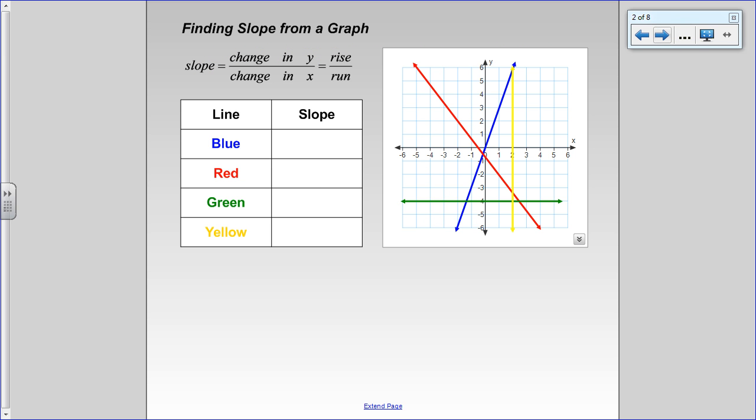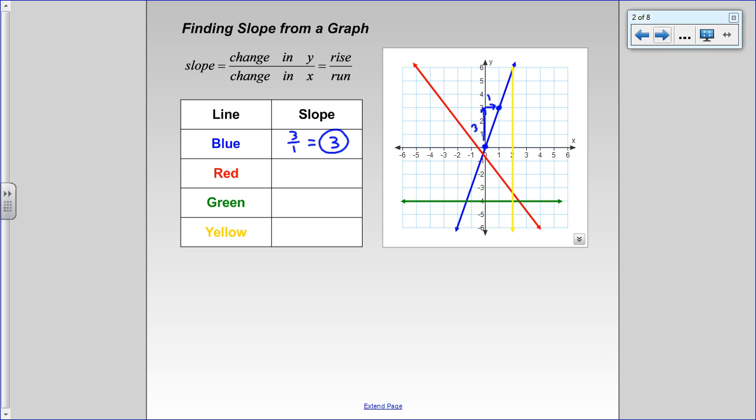Let's do a few more examples. Let's find the slope of the blue line. We can see it passes through the origin. It also passes through the point (1, 3). That will be a rise of 3 and a run of 1. So 3 over 1 simplifies to a value of 3 for the slope of the blue line.